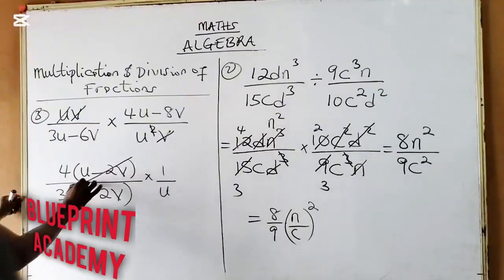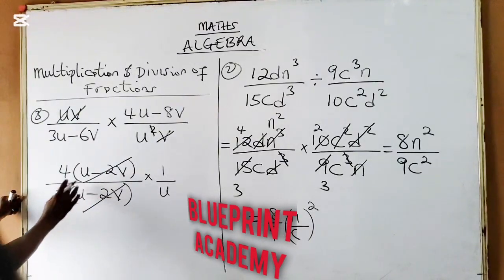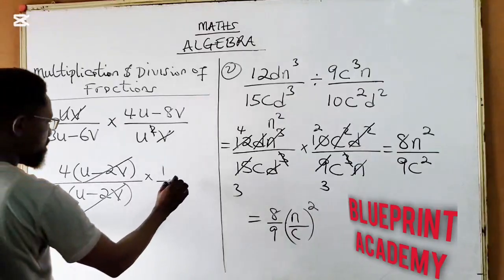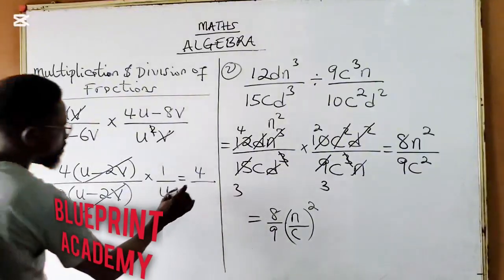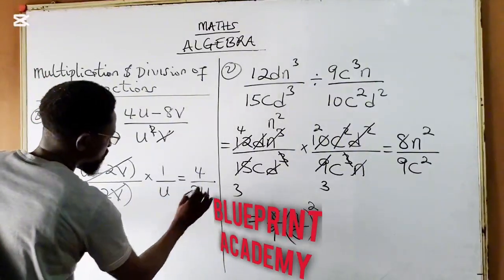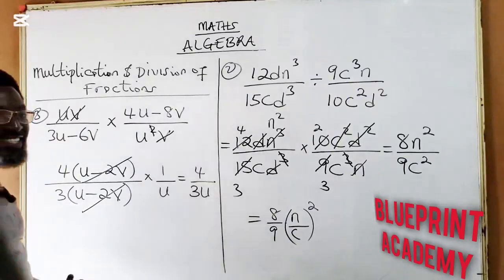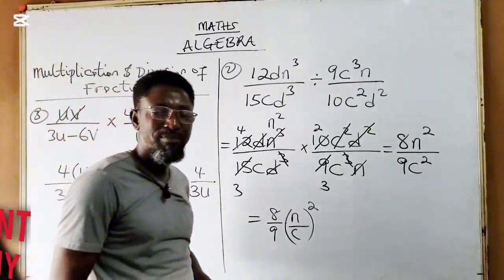So now this one, we cancel this. So we have 4 times 1, and that will give us 4. Then we have 3 times u, and that will give us 3u. So that is the answer to that particular question.